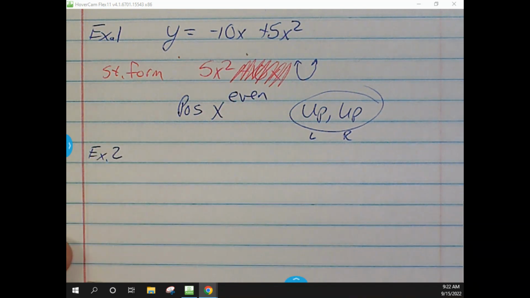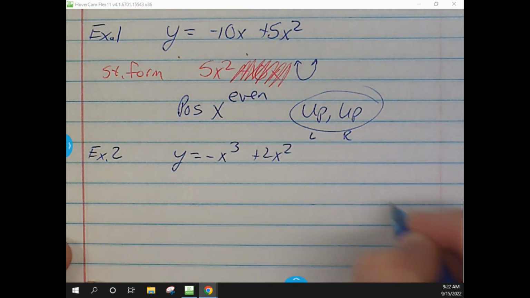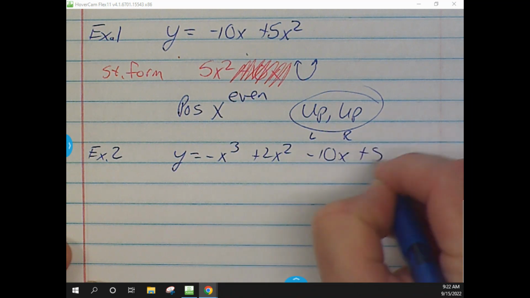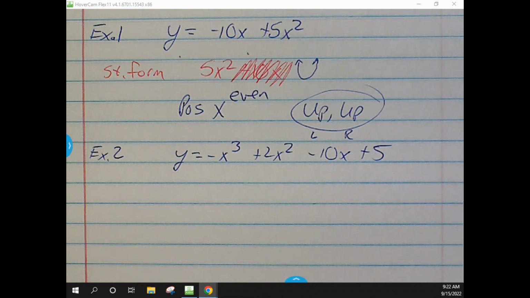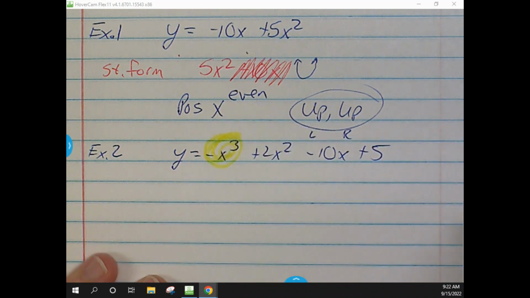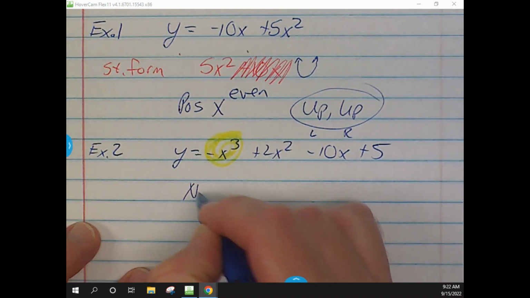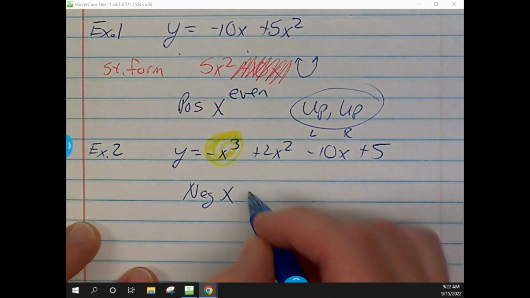All right, so for example 2, let's go with y equals negative x to the third plus 2x squared minus 10x plus 5. All right, for a problem like this, it's already in standard form, so we don't have to worry about rearranging anything. All we got to worry about is the first term. And again, just tell me, what's the sign? Is it positive or negative? It's negative, and it's x to an even or odd power.